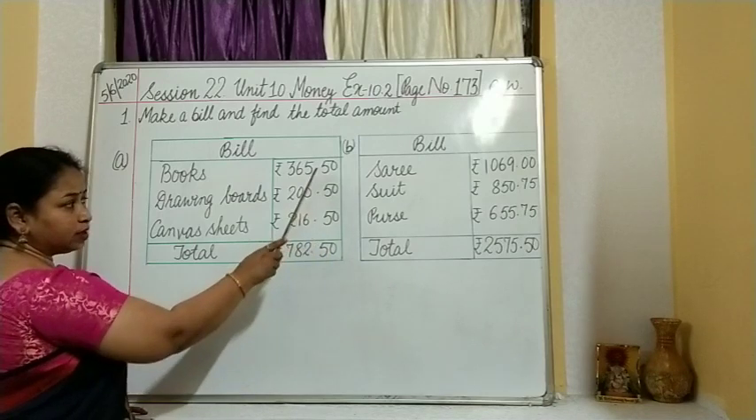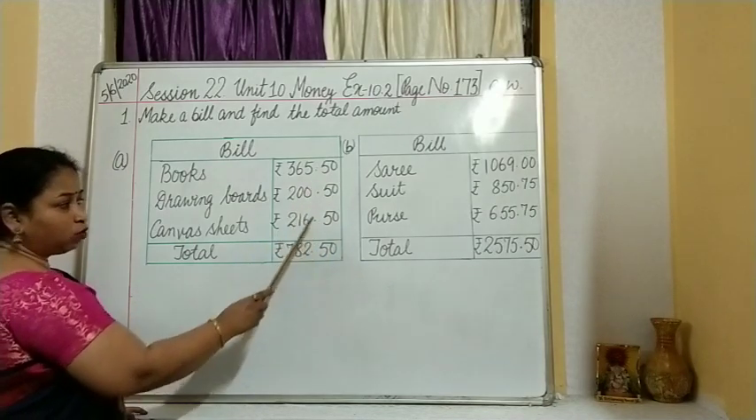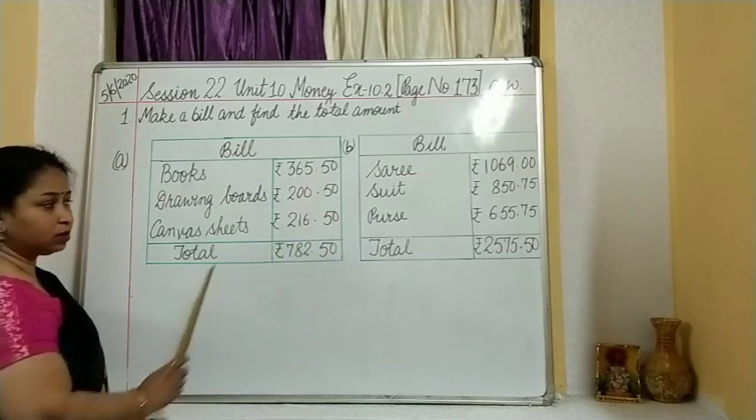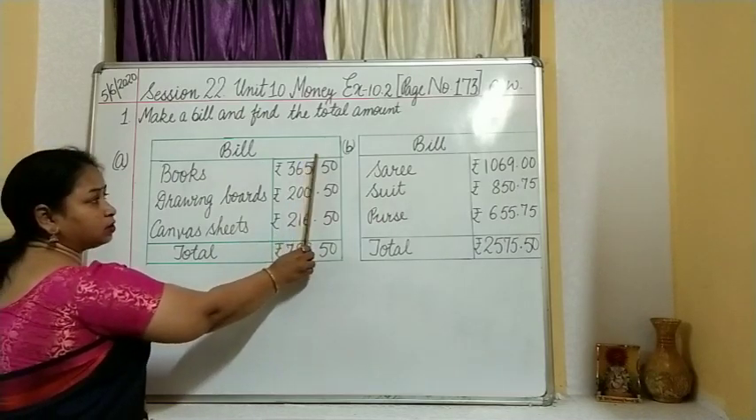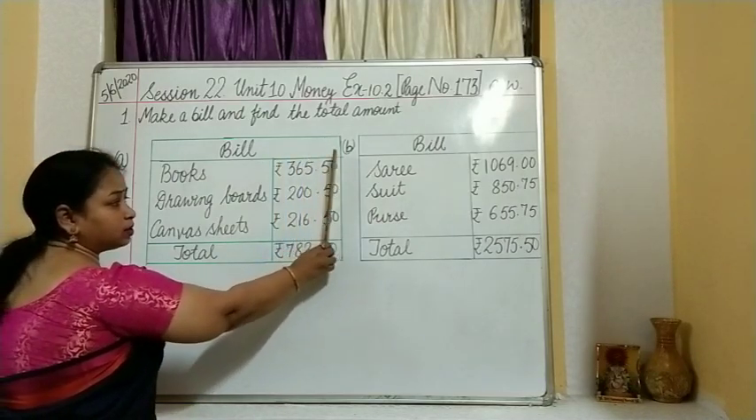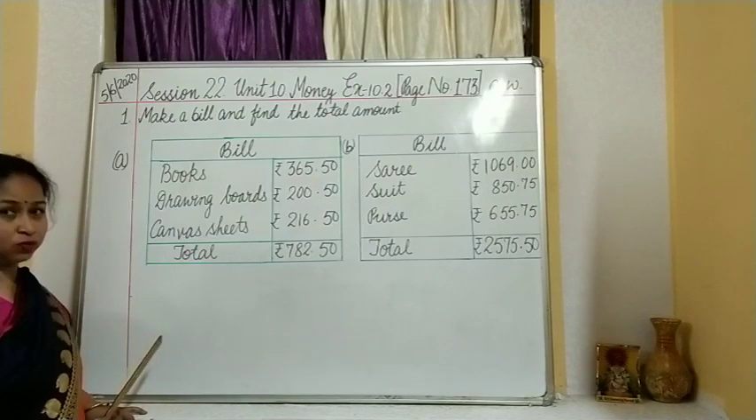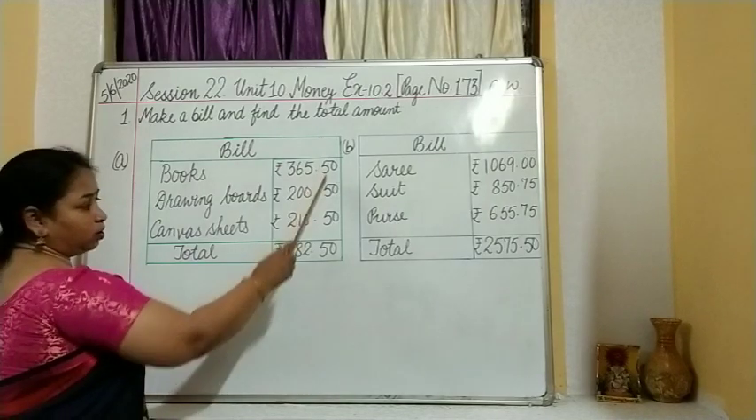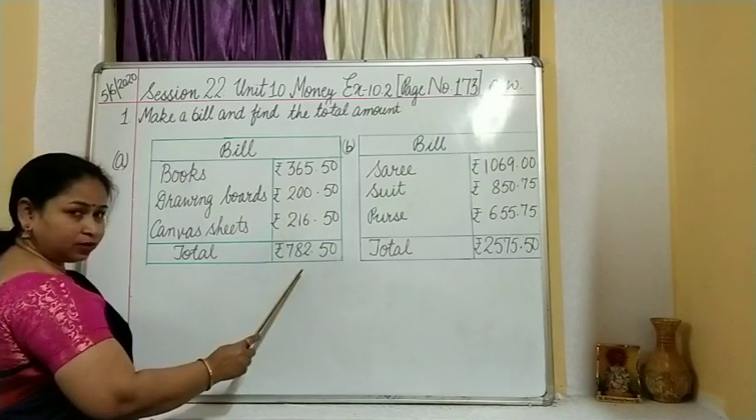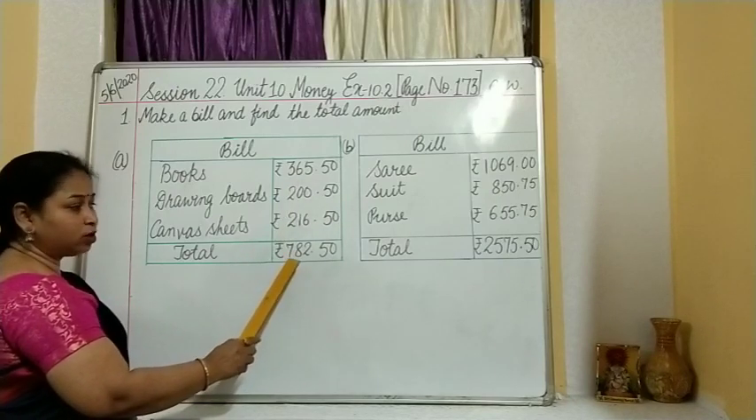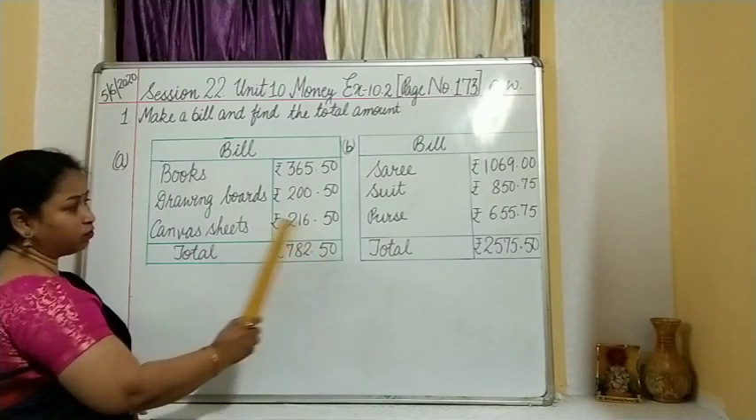So you can see a point over here. What does this point signify? It tells that this side is rupees, whereas this is paise. I know you all have done this in class 4th also. Okay, so add up, get the answer, and what is the answer? You have rupees 782 and 50 paise.